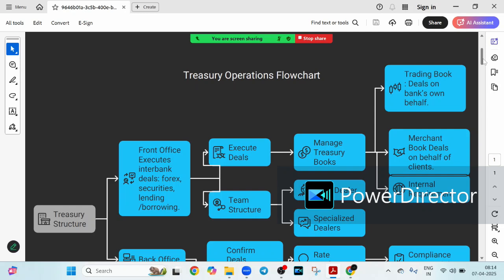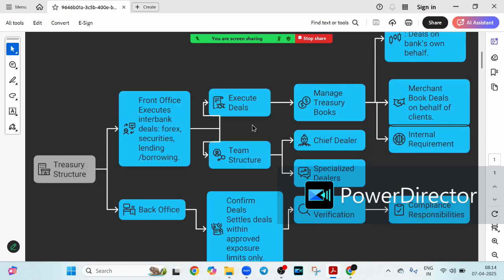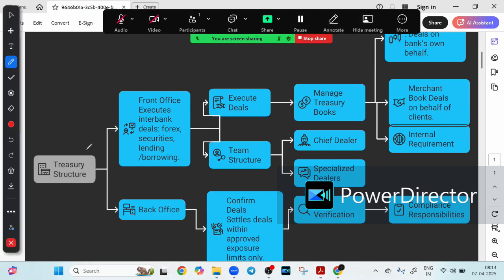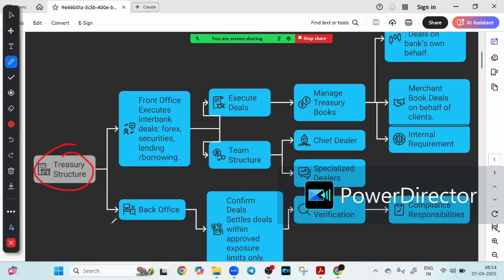Regarding the treasury operation flowchart, as you can see. So friends, here we decode the entire structure through a simple, easy to understand flowchart. Let's begin with the treasury structure, which is broadly divided into three main areas: front office, back office, and mid office. Right. Mid office I will talk about in the latter part of this video.